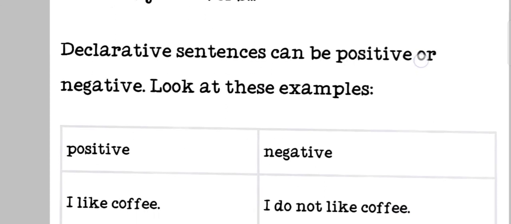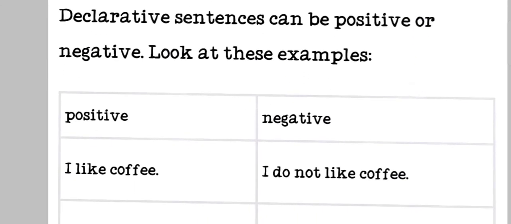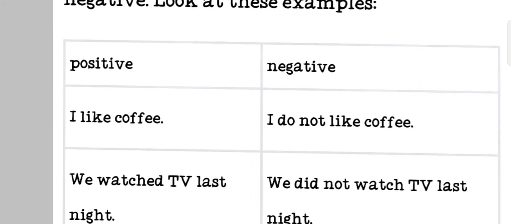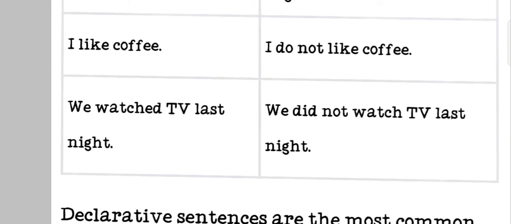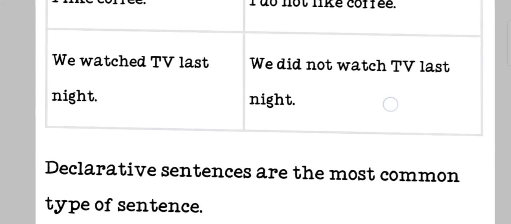Look at these examples. Positive and negative. For example, I like coffee, I do not like coffee. We watched TV last night, we did not watch TV last night. The positive and negative statements are there. Declarative sentences are the most common types of sentences. And when we speak in English, generally we use declarative sentences.